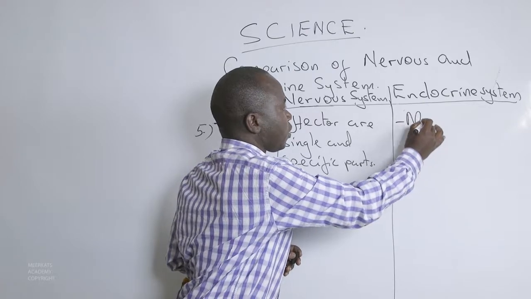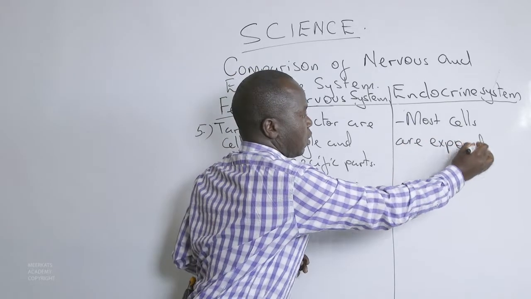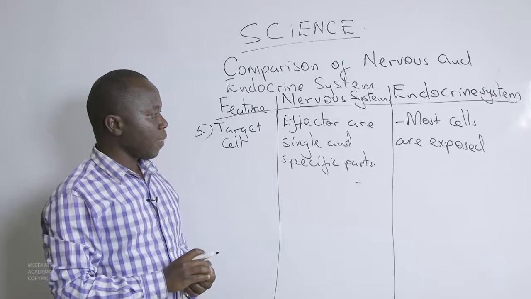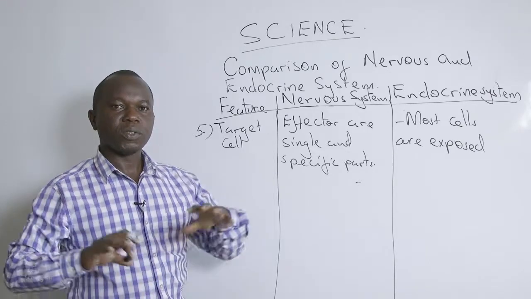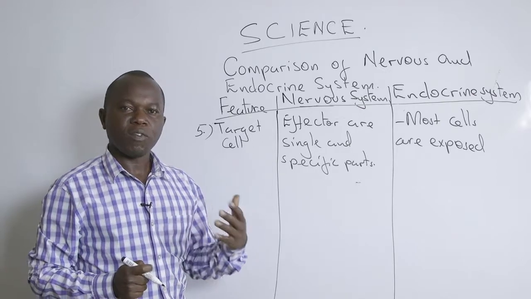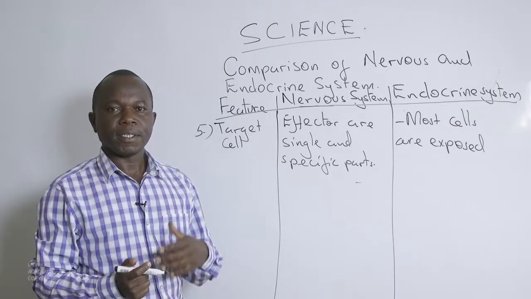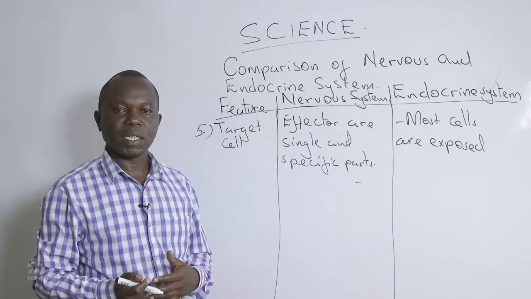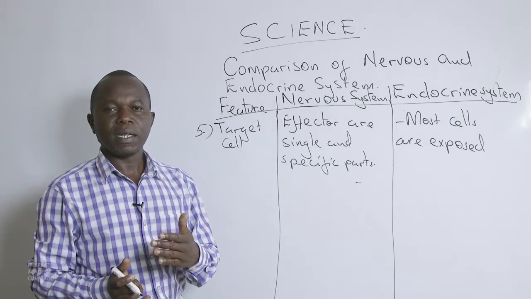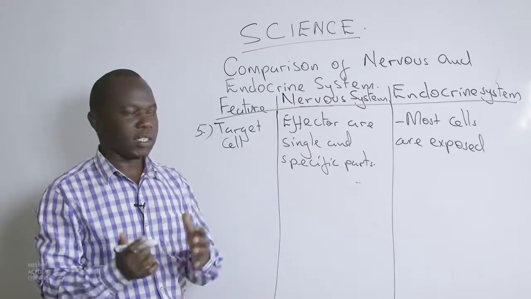Most cells are exposed. Why? Because there's diffusion of the hormones into the blood, and the blood is spreading all over the body. That's why adrenaline, as a hormone, is going to have effect all over the body. The heartbeat will increase, and glycogen from skeletal tissues is converted to glucose, which spreads so that it reaches the skeletal muscles. There is constriction of blood vessels in the gut region, so that blood is more concentrated in the skeletal muscles. So it's affecting all over.